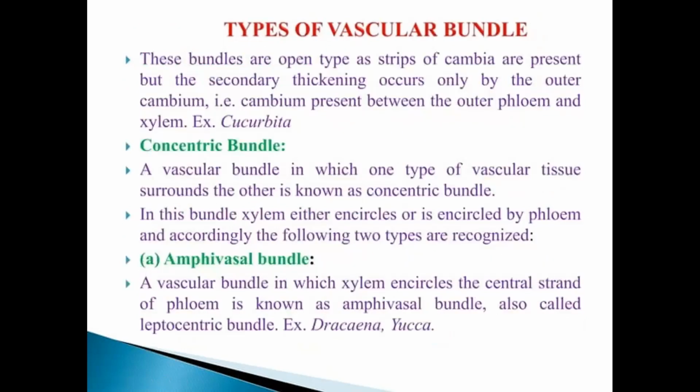These bundles are open type, as strips of cambium are present. Hence it is an open type. But the secondary thickening occurs only by the outer cambium, that is, the cambium present between the outer phloem and the xylem. An example for this is Cucurbita.